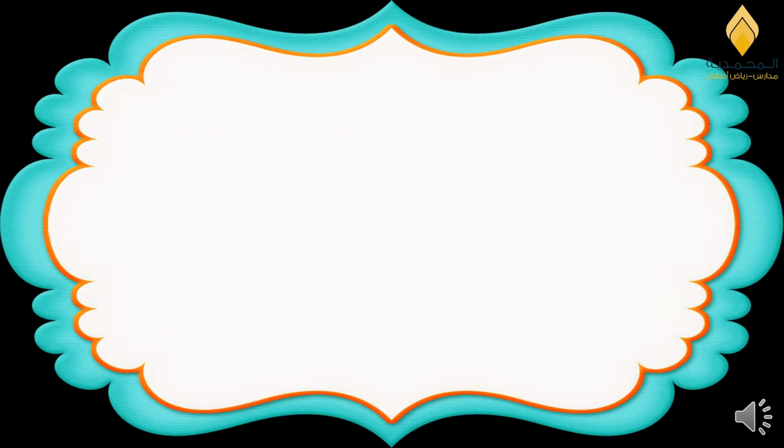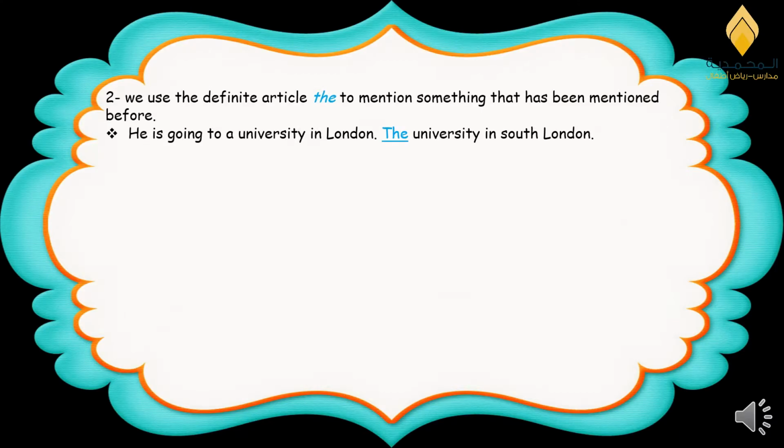Okay, guys, so we talked about the indefinite article a and an. What about the definite article the? When do we use it? We use the definite article the to mention something that has been mentioned before. Look at this example. When I say he's going to a university in London, why here did I use a? Because I'm mentioning the university for the first time for you. Okay, you do not know which university he's going to. That's why I'm using a.